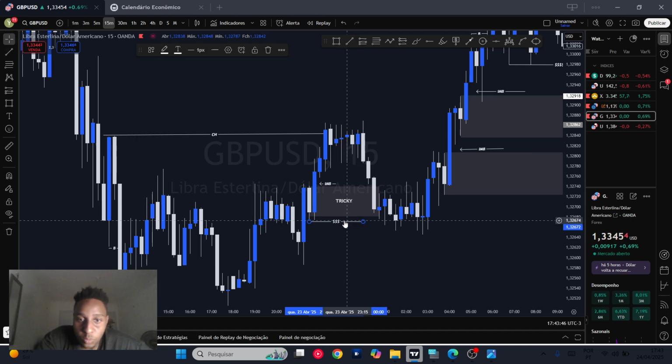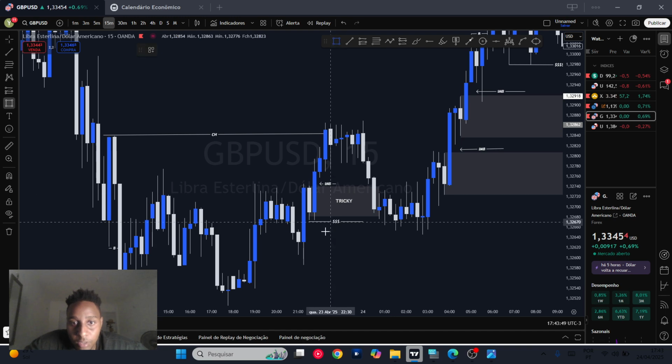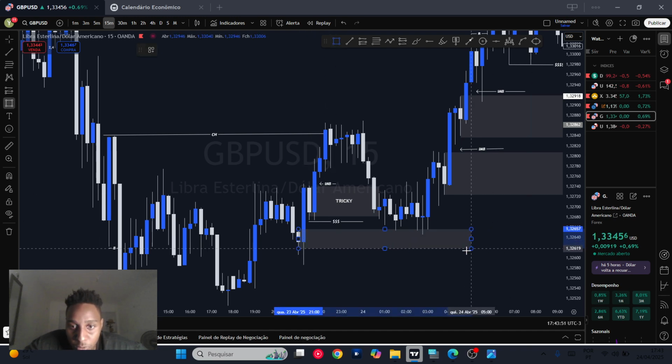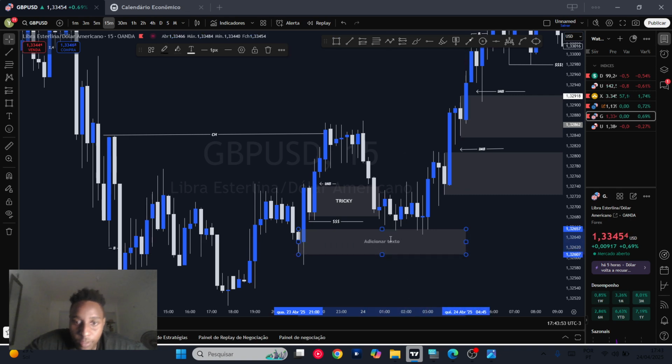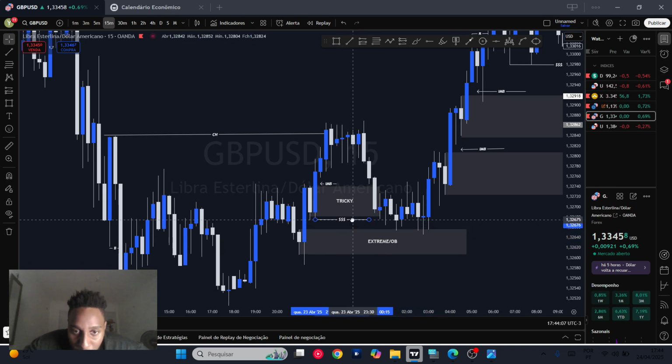So within this liquidity, we must enter on our extreme zone or order block, or dash order block, right? Because this is most likely an order block. And notice something, we have liquidity right down here. We have also an imbalance, right?